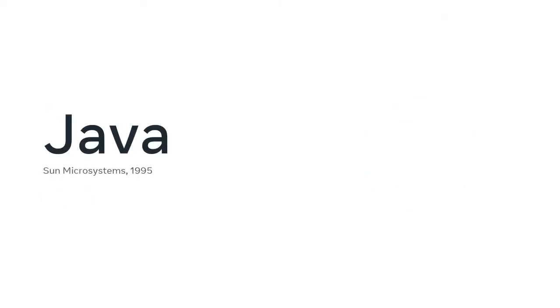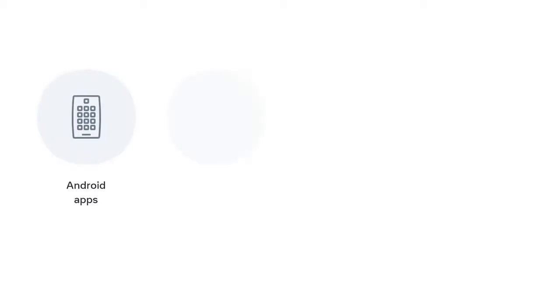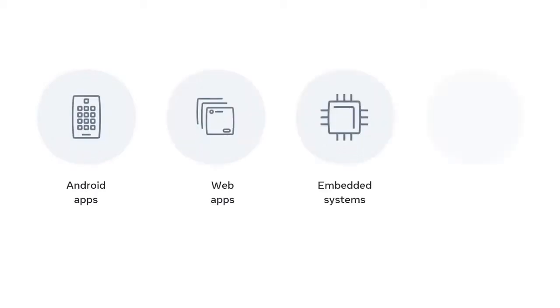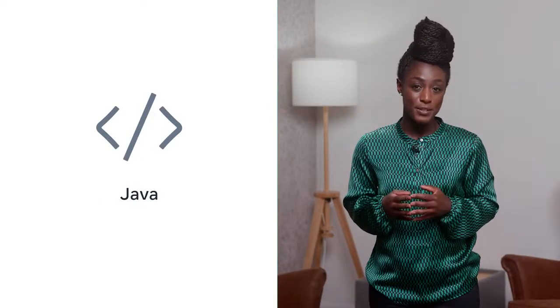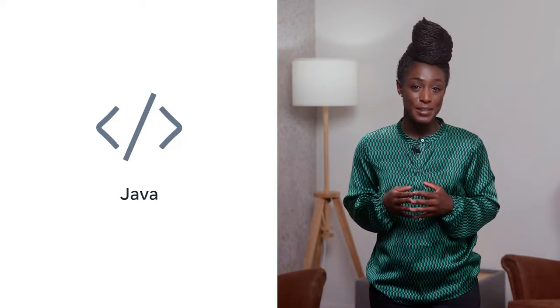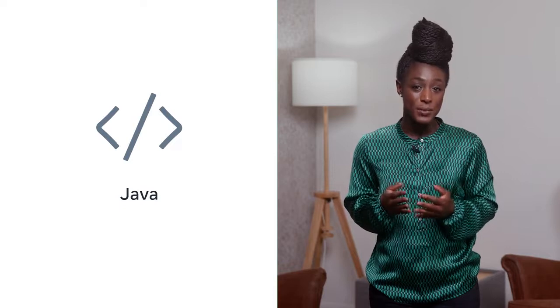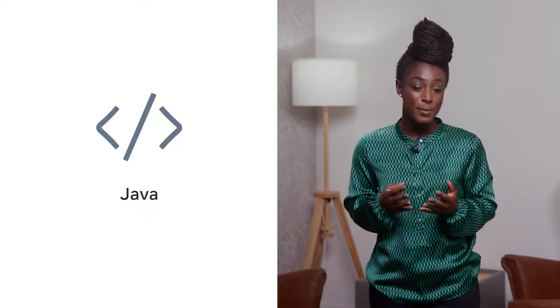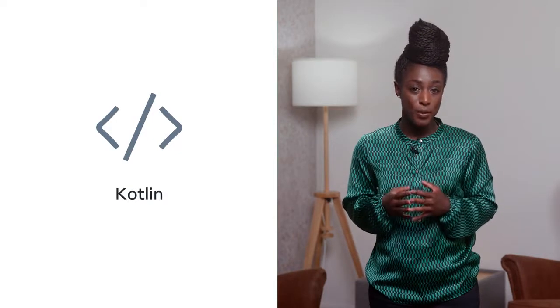Java, which was released by Sun Microsystems in 1995, is one of the most popular programming languages in the developer community. Software developers use Java for a wide range of apps, such as Android apps, web apps, embedded systems, server apps, and more. For a long time, Android developers used Java to develop mobile apps because it was the only supported language. However, Android eventually needed a more modern language to complement the features of Java. This need inspired the development of Kotlin.